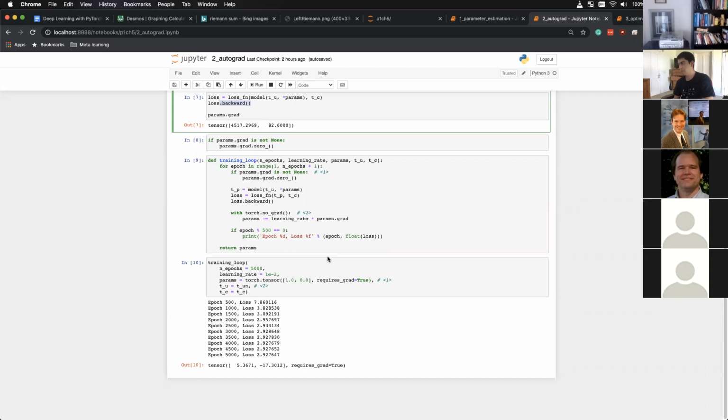Mm-hmm. So I don't know if other people had that same little mental moment, but when I first saw that, it was a little bit confusing. Mm-hmm. Because I was sort of expecting to see something that said params dot do something to calculate the gradient. Mm-hmm. Right? But it's not coming from params, it's coming from loss.